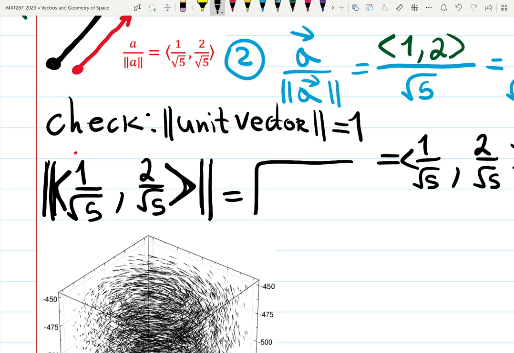Well, it's a square root. It doesn't look like it's going to be 1. You see, I don't believe it. Let's check. The square of 1 over square root of 5 is 1/5, and then 2 squared becomes 4/5. Oh, yeah. It is the square root of 1. So it's 1. Makes sense?